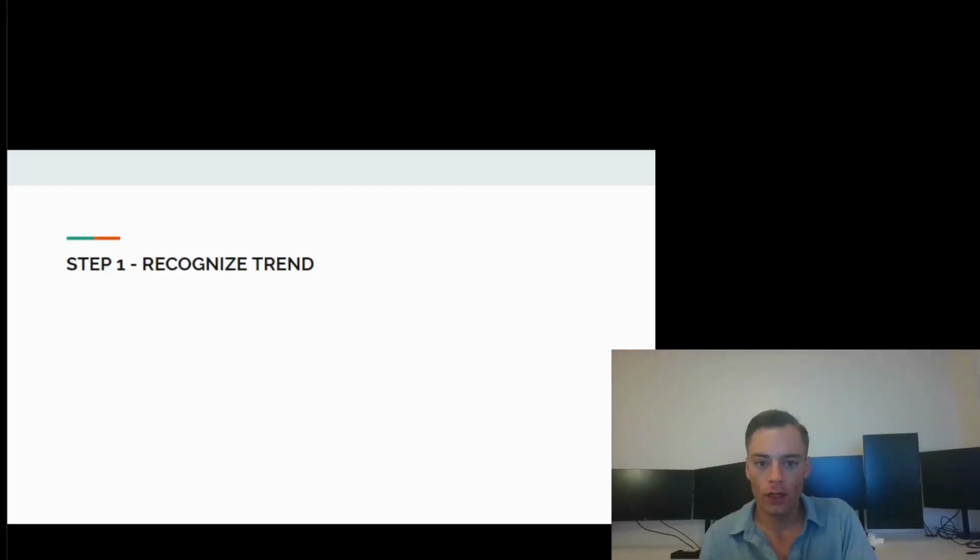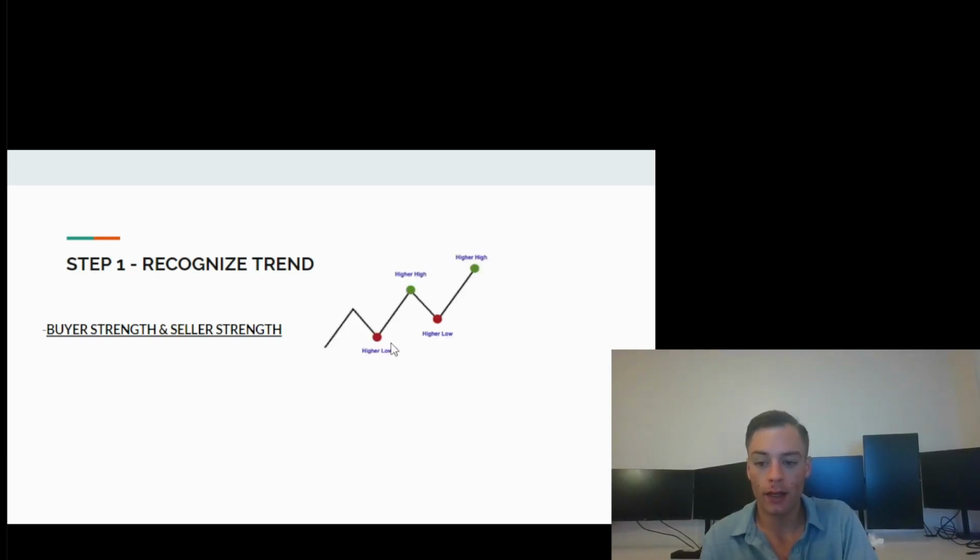Alright guys, step 1 will be simply recognizing trend. To keep it simple for beginners, finding a trend is based on buying strength and selling strength in a chart. To find buying strength, we'll first have to pull up a chart and see: are we making higher lows and higher highs, showing a bullish or uptrending market, or are we looking at a downtrending market, making lower lows and failing highs, making lower highs, showing downtrend or bearish markets? Once we can recognize these trends, we can move on to step 2.